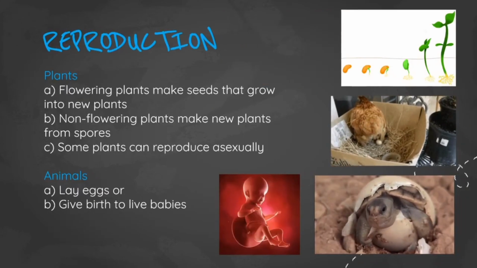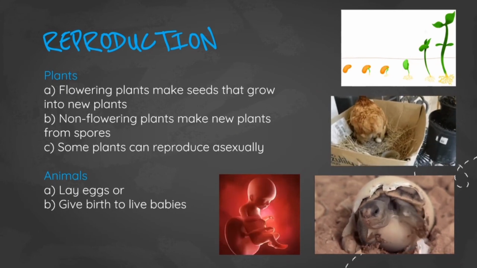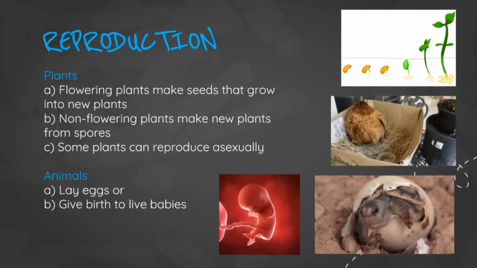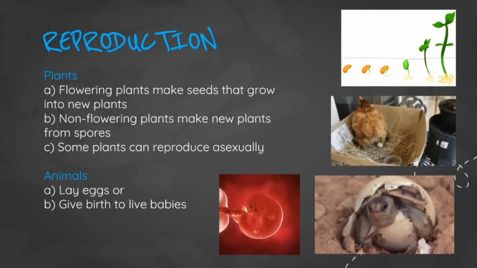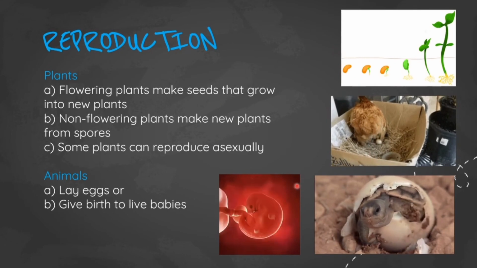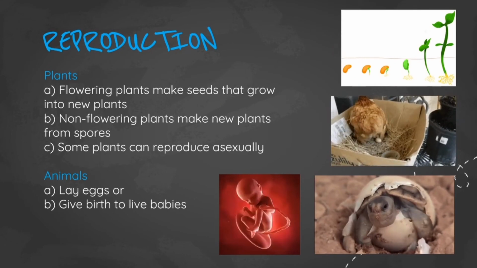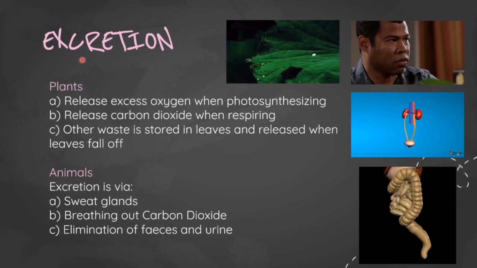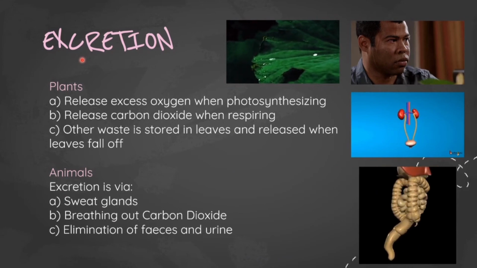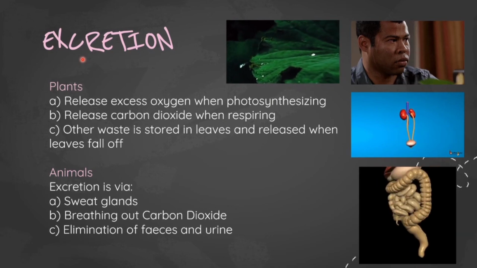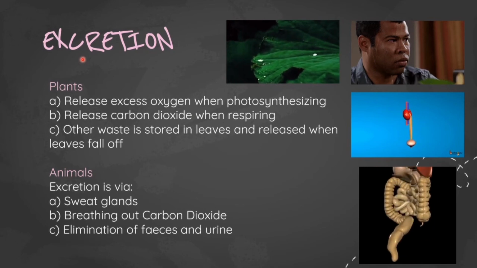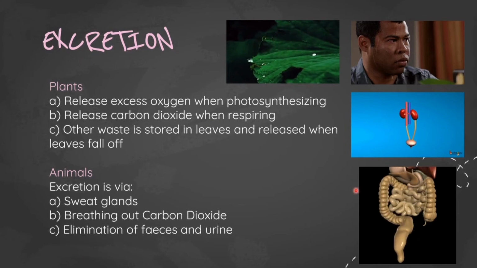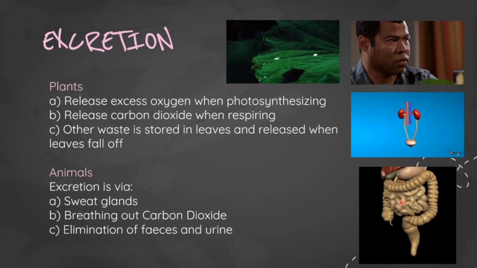Reproduction. Plants, specifically flowering plants, make seeds that grow into new plants, and non-flowering plants make new plants from spores. Some plants actually reproduce asexually, for example strawberries. In animals, they may either lay eggs or give birth to live babies. So the hen will lay eggs, while in humans, for example, birth is given to a live baby. Excretion, which is the process of removing metabolic waste products, can be achieved in both plants and animals. Plants will release excess oxygen when photosynthesizing or carbon dioxide when respiring. Other waste that is stored in leaves is released when the leaves die and fall off. Excretion in animals is done via sweat glands, breathing out carbon dioxide, and elimination of feces and urine.